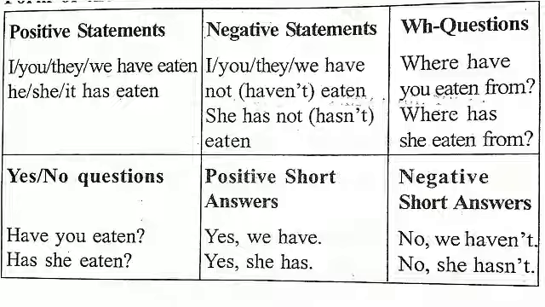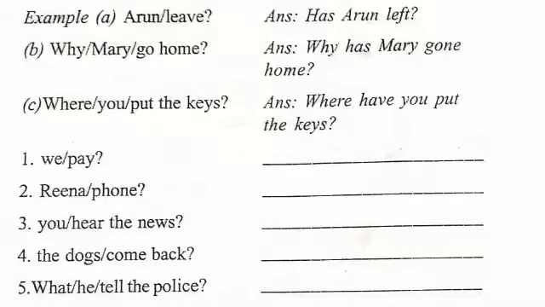Then yes or no questions. Have you eaten? Has she eaten? Positive short answer, yes, we have eaten. Yes, she has. Negative short answer, no, we haven't. No, she hasn't. Likewise, see the next examples. You have to make present perfect questions here, whether it is auxiliary question or WH questions. Example has been given here.